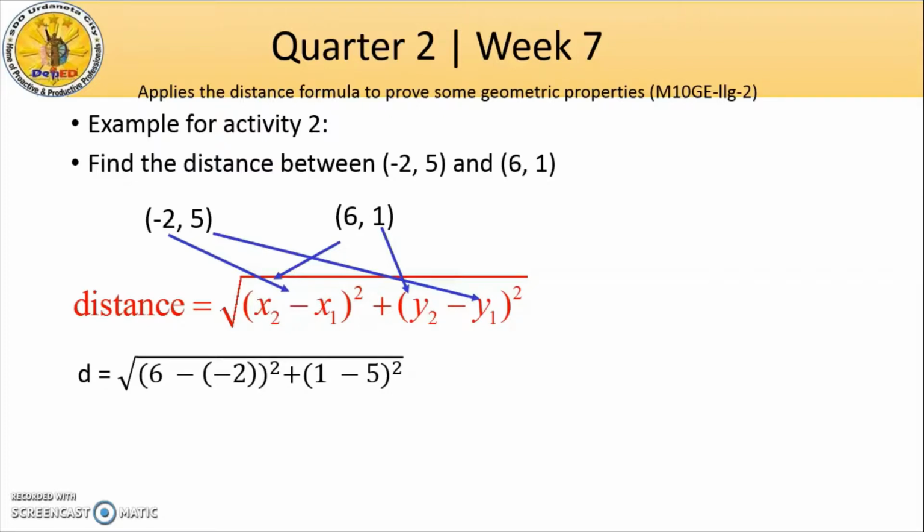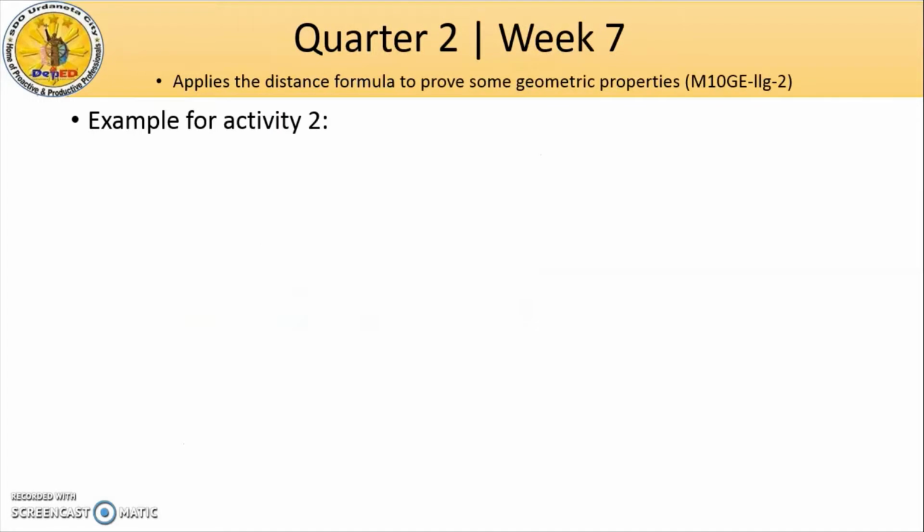Again, 6 minus negative 2 for the terms of x. Okay? You will notice I no longer put the negative sign on 4. Since it will be squared, it will become positive. Now, if the answer is not exact in terms of the radical, you can leave it as is. Iwan lang ganyan. Pero kung gusto nyong i-rationalize, walang problema.